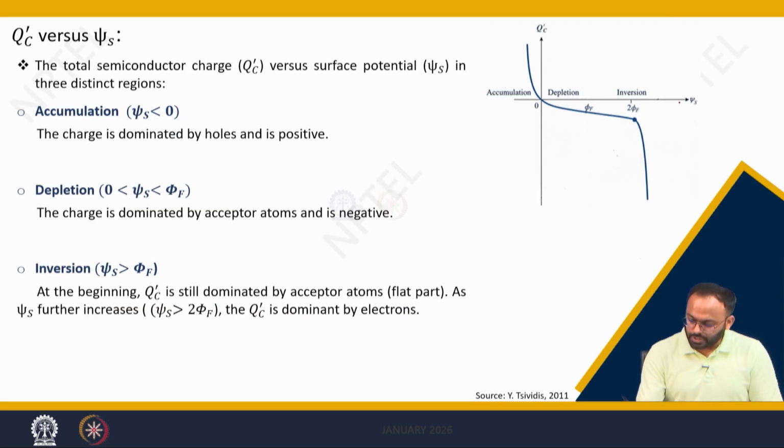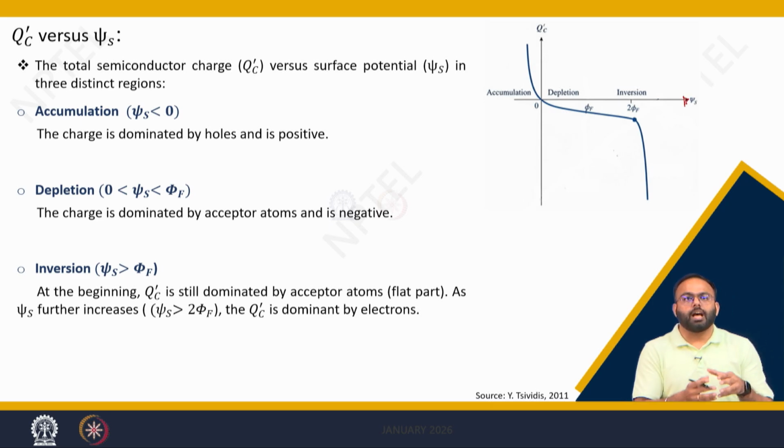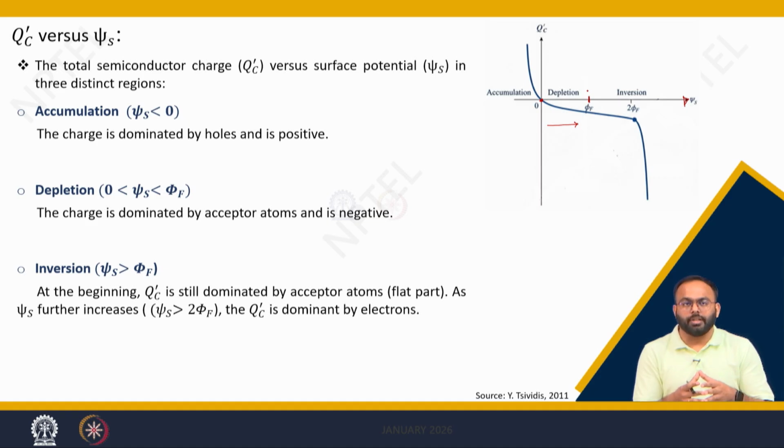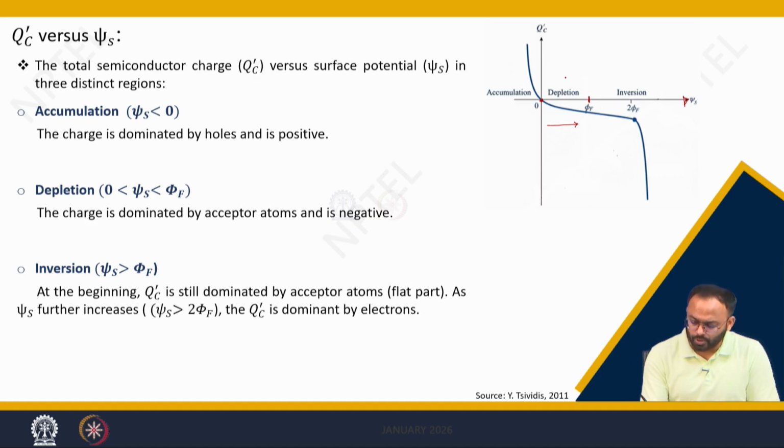Again, if you take surface potential on the x axis, then surface potential can have some limited values. For example, the surface potential is 0 here, which is considered the flat band condition. When you increase the surface potential in the positive direction, there will be a point where the semiconductor is equivalent to an intrinsic semiconductor. This zone is known as depletion. So, when the surface potential reaches phi f, this region is called depletion.